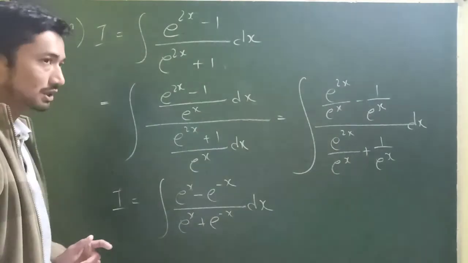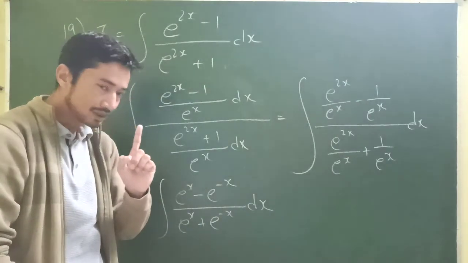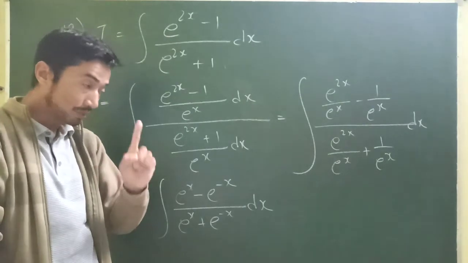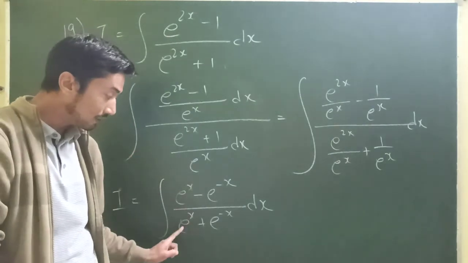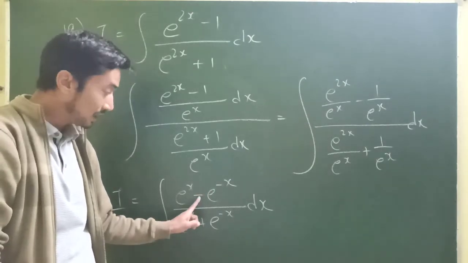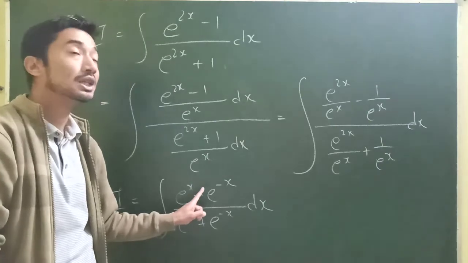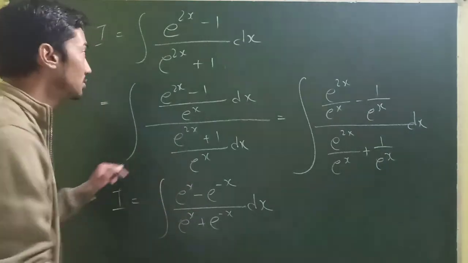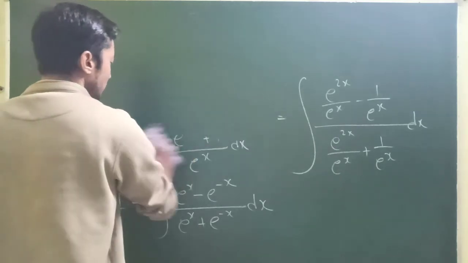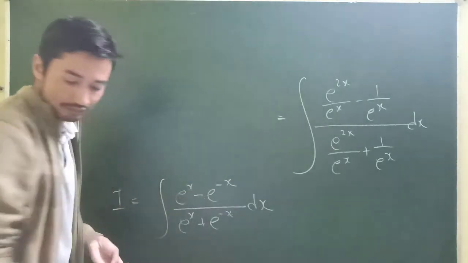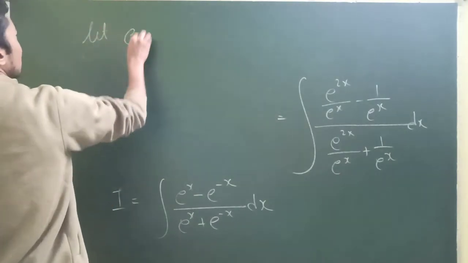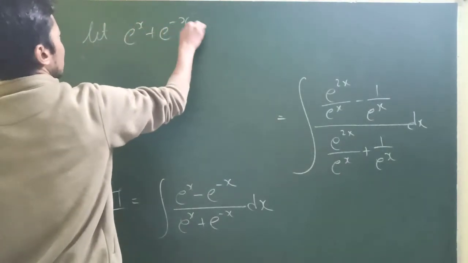Why? Because I know what I was doing, because differentiation was a good concept with me. So based on that differentiation concept only, because I know that if I can get a relation something like this, if I substitute the denominator, I will be getting the numerator substituted. How? Let's see, I'll show you. So let t equal e power x plus e power minus x, then dt.